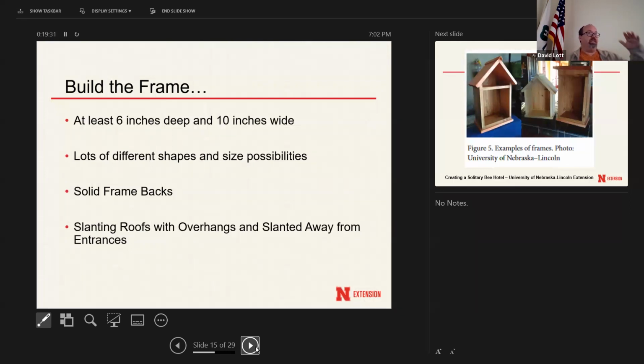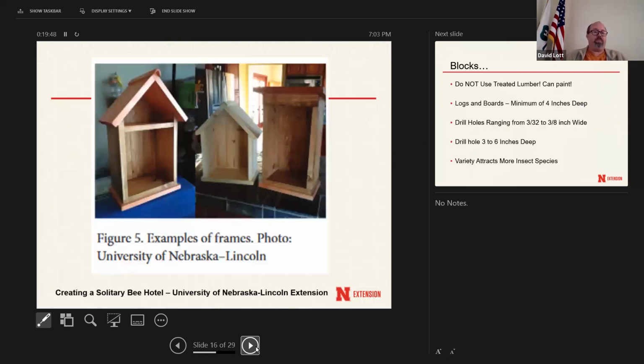And they also need to have a slanting roof and an overhang, so it does not get wet into those tubes. So it has that little bit of protection, so water runs off and goes backwards away from the opening of your frame. So here's some examples of frames that were done. This was in the NEB guide.